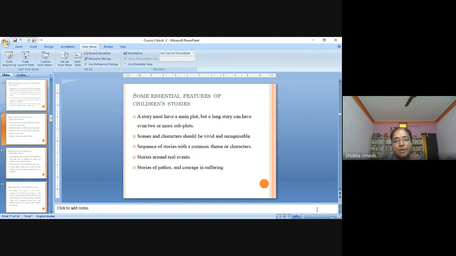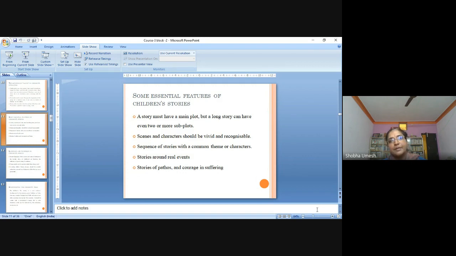You might have read about Aesop's tales. In our country, when it comes to India, there are many stories written in the Panchatantra and Katha Sarita Sagara, and there were certain books which talk about a series of stories, books that have been written for children. So, a sequence of stories with a common theme or characters.